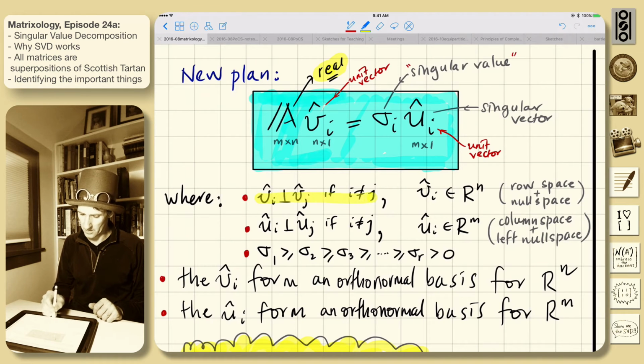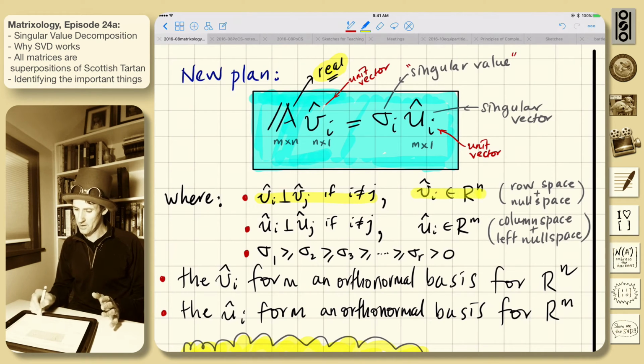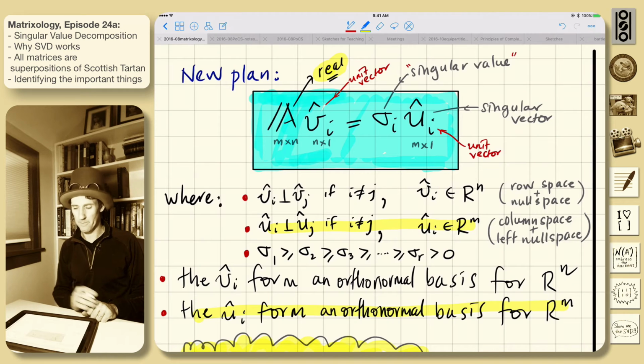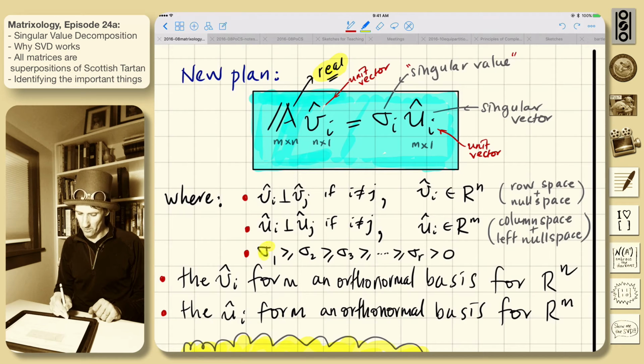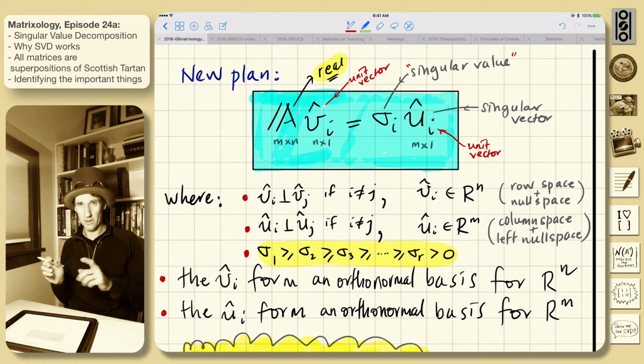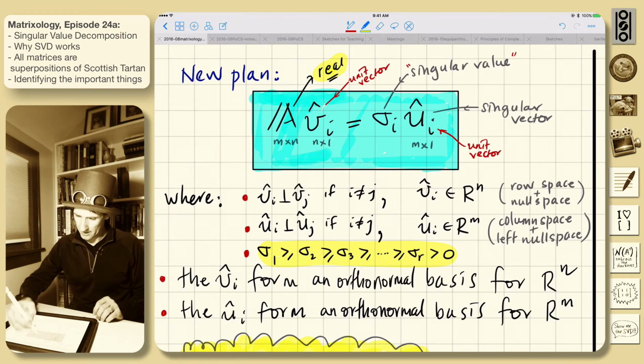So, right, they're an orthonormal basis. They form an orthonormal basis for Rn, right? And the u's are in Rm, and they form an orthonormal basis for Rm. Right, column space, left null space, row space, null space. Good. Extra thing, these singular values, they are all positive. We choose them to be ordered from largest to smallest, very important, so we can talk about what's big and important here. And there are only r of them, where r is the rank.